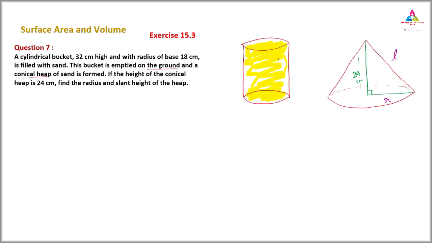But what have they given? The cylindrical bucket is filled with sand, so the cylindrical bucket is important, and it has a height of 32 cm. So this height is 32 cm. And one more important thing, the radius of the base of the cylinder is given. From here to here, the base radius is 18 cm, and this is the height, the same thing, it is not different.